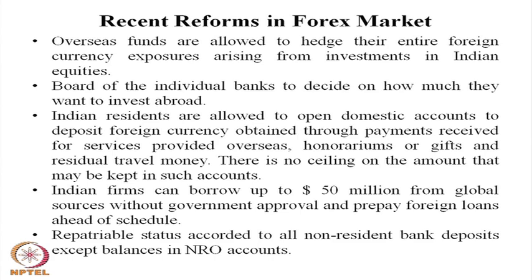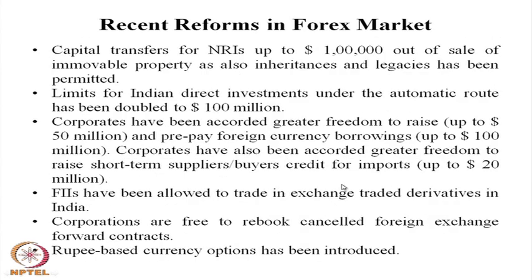Repatriable status was accorded to all resident bank deposits except the balance in the NRO account. So, these are the measures recently undertaken by the Government of India and the RBI. Similarly, among further reform measures, NRI capital transfer of up to $1 lakh out of the sale of immovable property, as also inheritance and legacy, has been permitted. The NRI capital transfer is allowed up to $1 lakh.